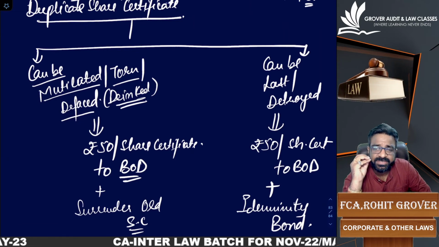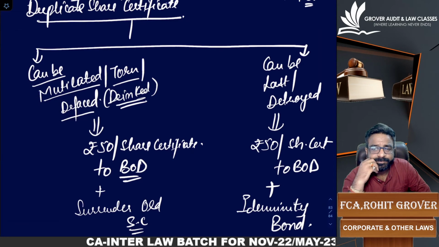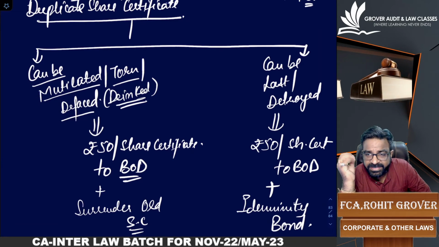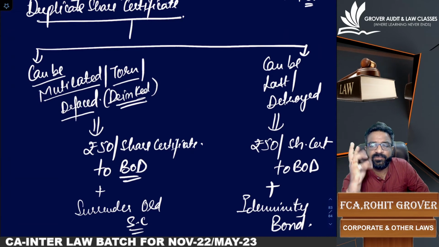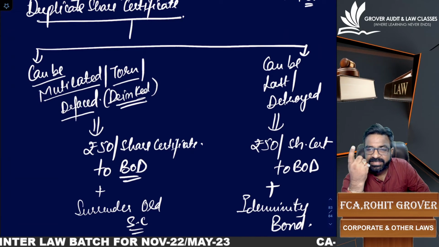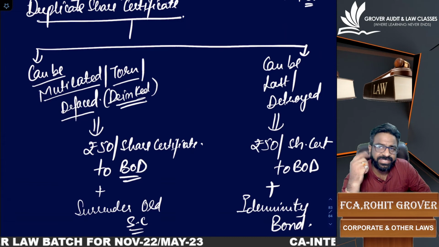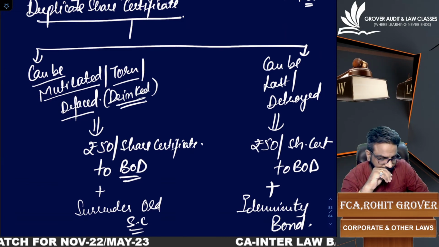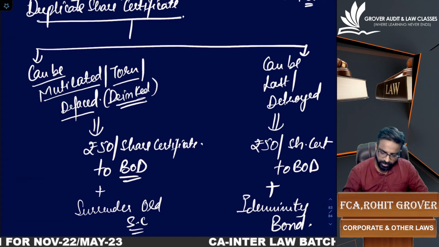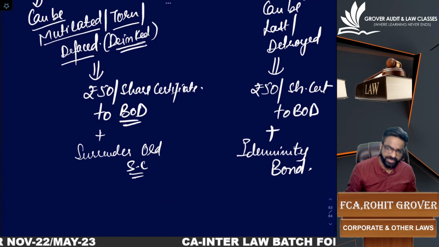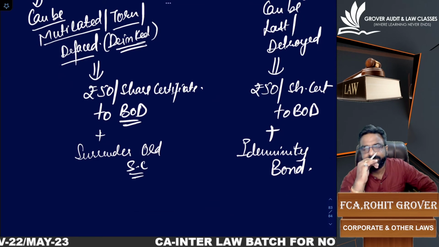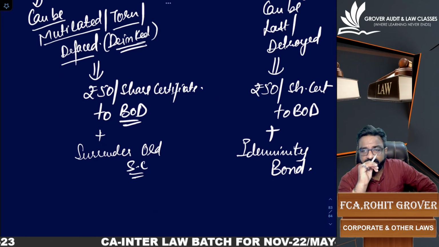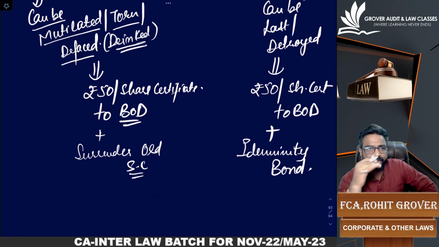Who is asking for this indemnity bond from whom? The company is asking for this indemnity bond from the shareholder. Because is the shareholder surrendering anything or not? Not surrendering. So did you get the point? Where is the indemnity bond required, left side or right side? Right side. It is not required in the case of the left side. Is it clear to all of you? Yes or no?